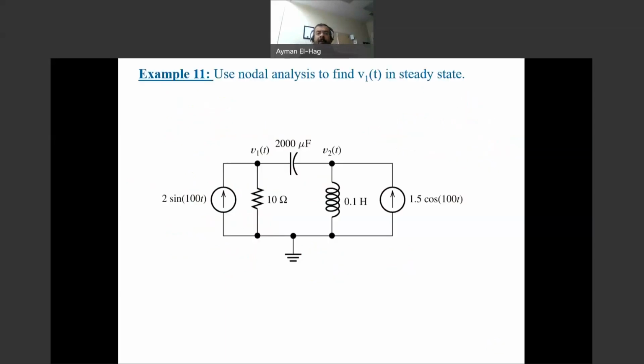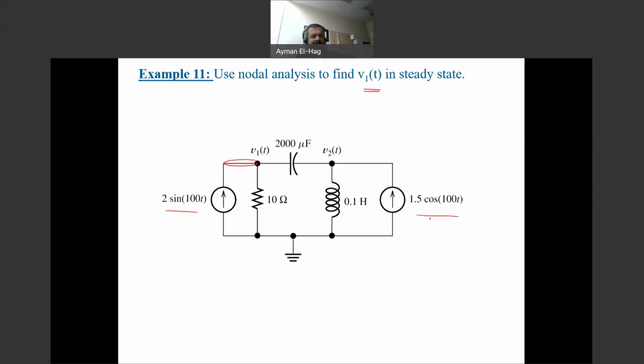Okay, so now let's see this question here. This is more of a typical exam question, what you expect to see in the exam. So what do we have here? This is one node, V1, and here we are asked to use nodal to find V1 of t. This is V2. The ground is given to you here. And here we have two sources.